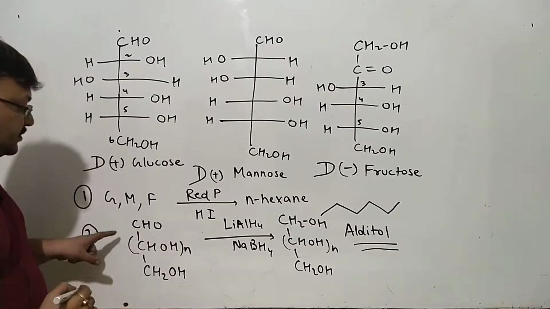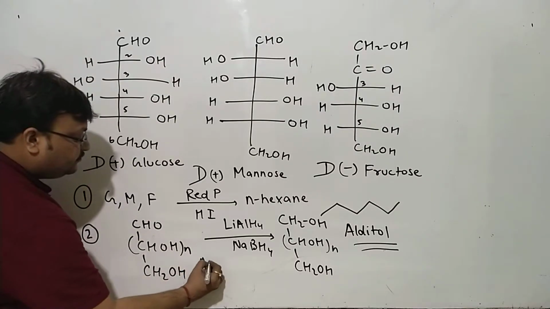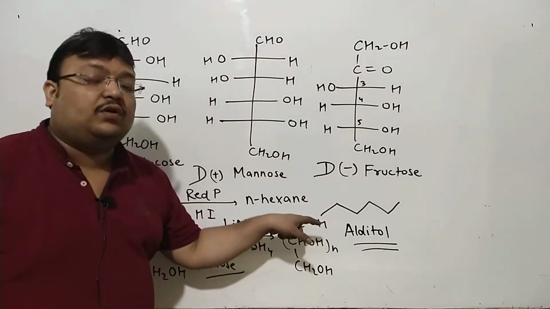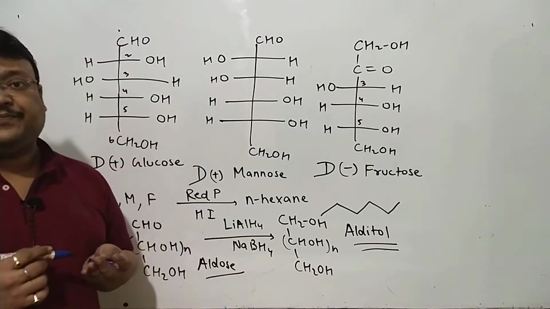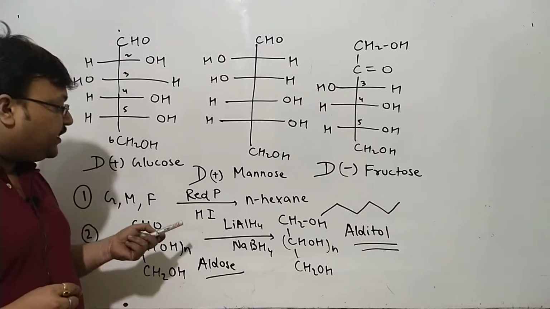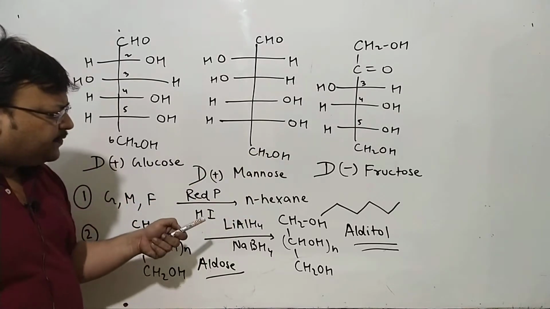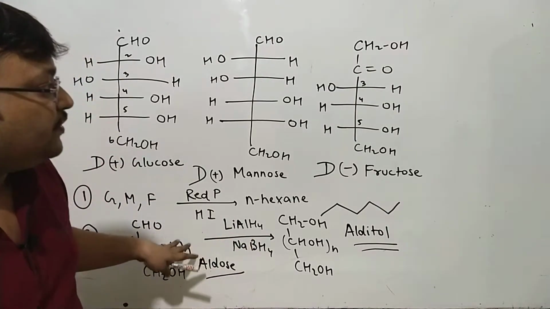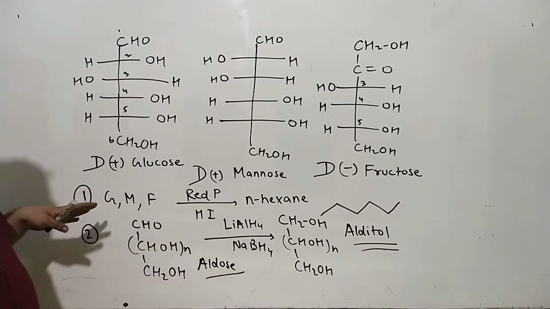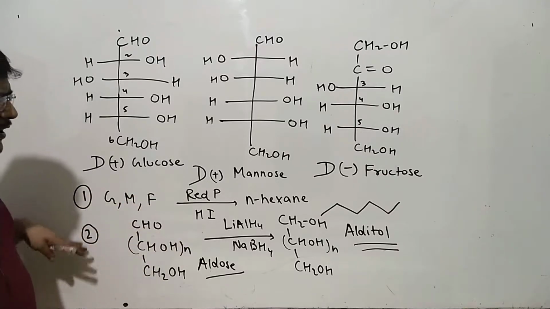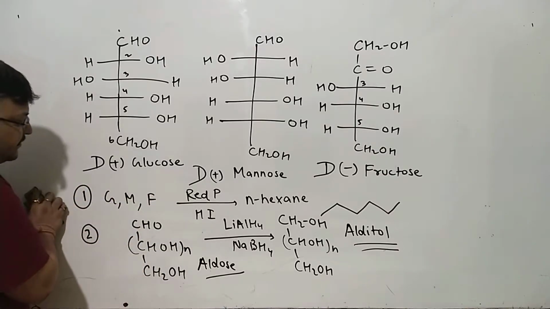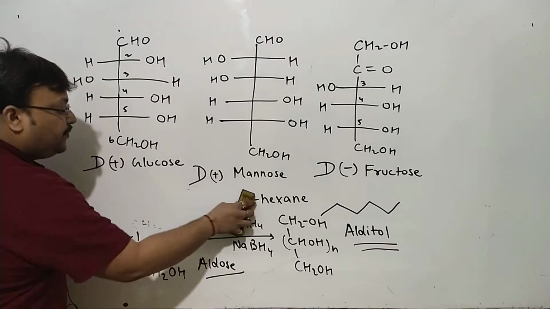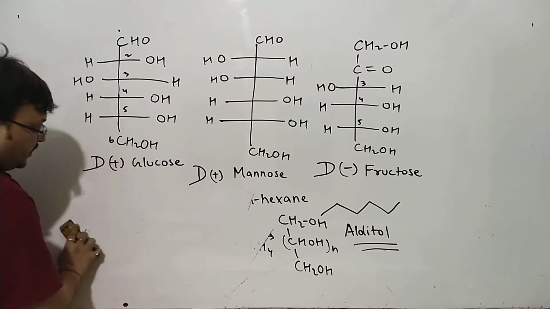So an aldose, if reduced in this manner, will give you an alditol. So what happens when you treat glucose, mannose and fructose with lithium aluminum hydride and NaBH4? You'll want to copy this at your convenience. And then allow me to clear the space. I've told you about an aldose becoming an alditol.